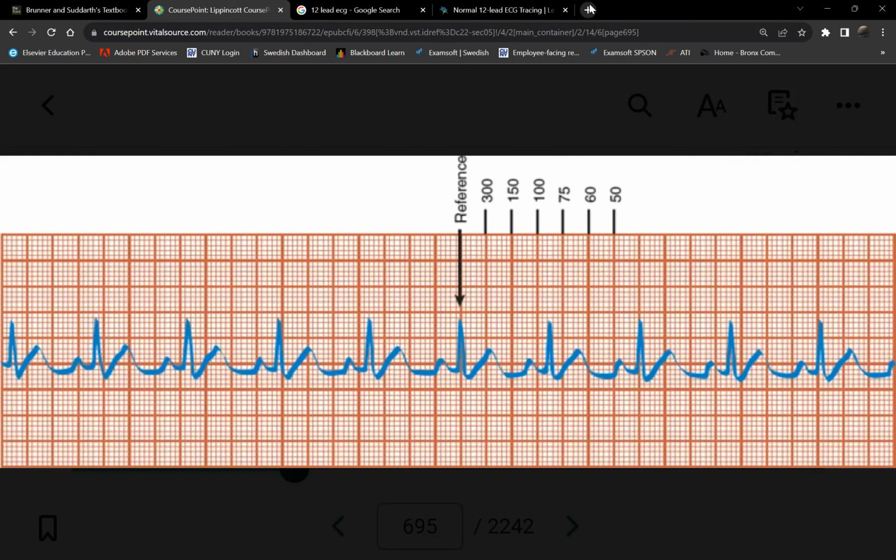the book tells you you can count the small and big boxes between 2 consecutive waves. You can choose any 2 waves. 2 P's, 2 R's, 2 T's. Which wave do you want to count? Most people like the R because the R is nice and pointy. All right. So I'll use the R, just like everybody else. Which 2 R's do you want to count? Any 2 R's.